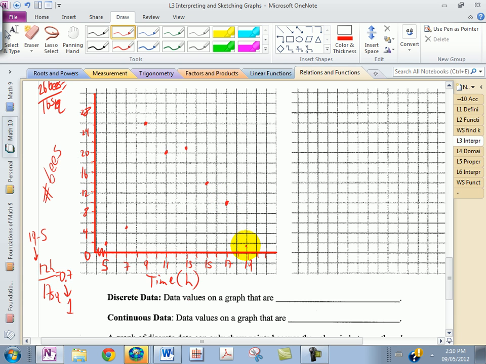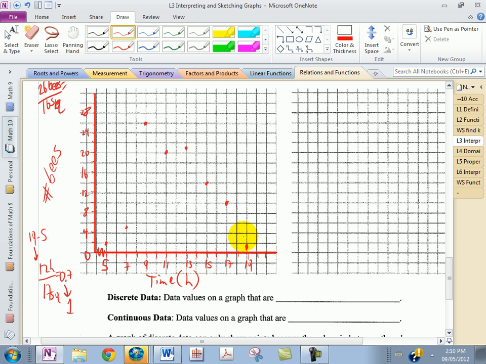Okay. Now, I'll be honest with you, sometimes it's helpful to plot your points first. Look at your graph, and then you can decide whether to connect the points or not. Okay. So connect the points. Any questions?